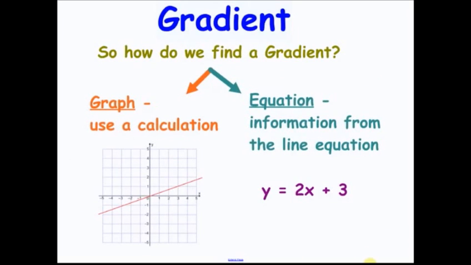Okay, so how do we find a gradient? Well, it depends what we've been given. If we've been given a graph, then we need to use a basic calculation, which we'll go on to in a second. If we've been given an equation, for example, y equals 2x plus 3, then it's very easy to work out the gradient for that information if you know what you're looking for. And again, I'll show you how to do that.